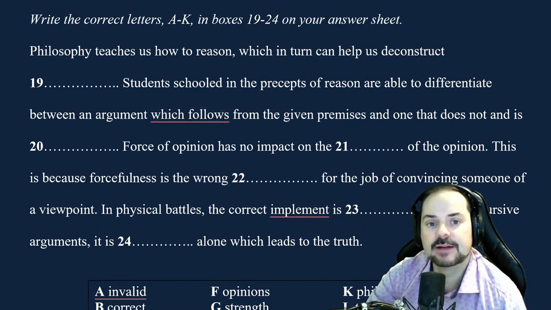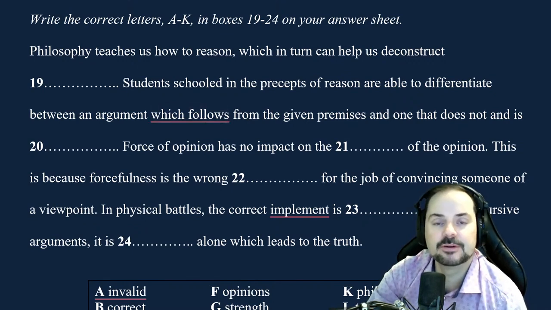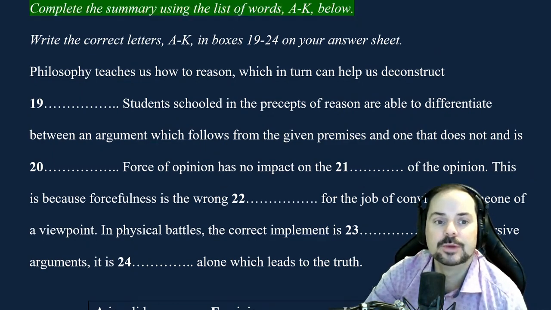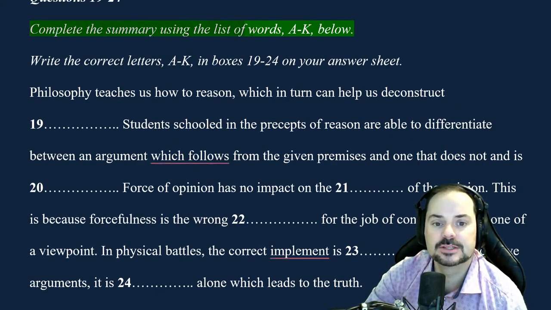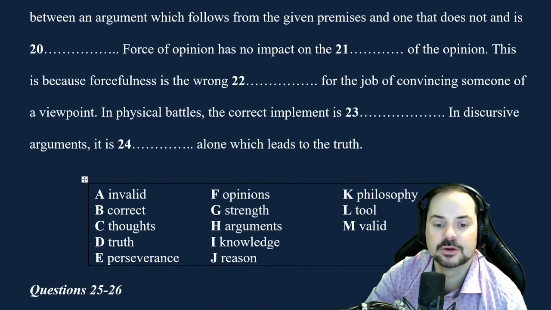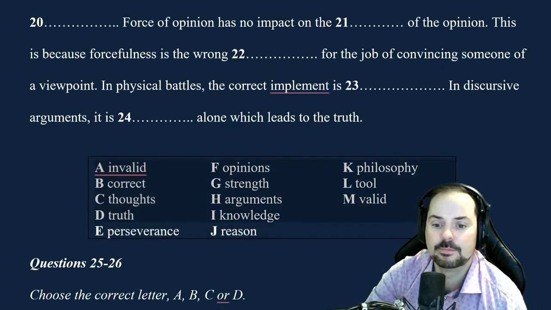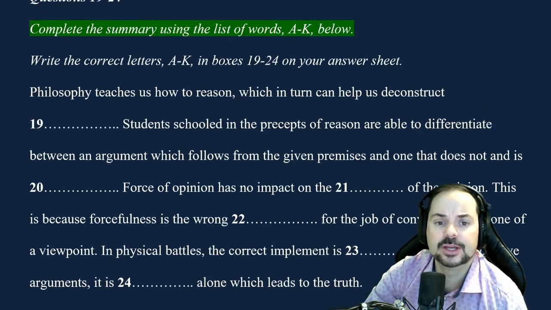So now that we have all of this knowledge, now that we have much better understanding of the whole passage, we can do the complete the summary using the list of words below. So we have a list of words here. There's a whole bunch of them, A to M. You don't have to worry about the choices yet. The way to do the summary completion is you start reading it, okay? So I'll get you to help me out with one or two more questions here.